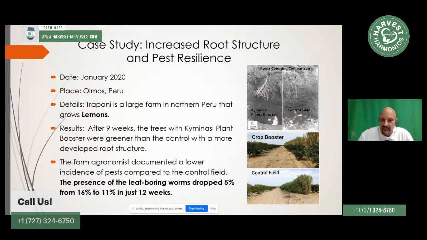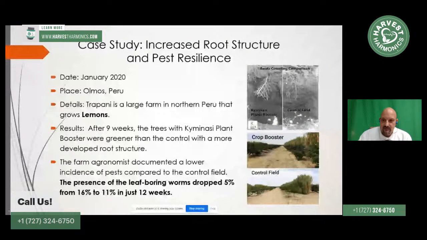So they did the same thing. They dug up several of their trees, and what he saw was pretty amazing. And the top picture here shows what he saw here. On the left, you have the Kimonosis plant booster root system, which again, see how much thicker and denser that taproot is, and how much longer these root tendrils are coming off of the main branch there.